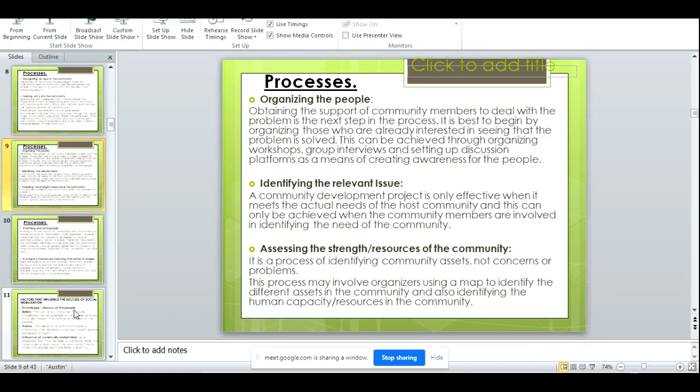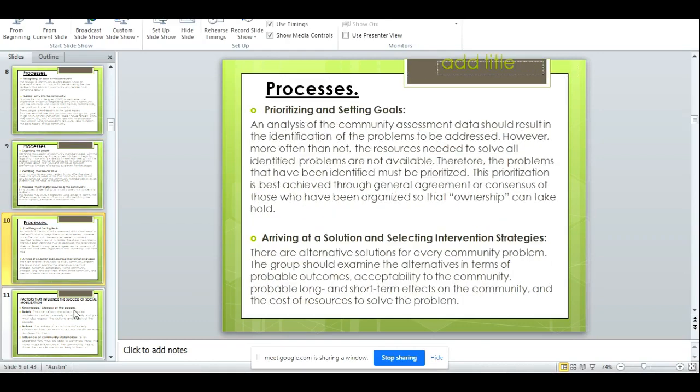So the next is assessing the strengths and resources of the community. It is a process of identifying community assets, not concerned with problems. So now you want to know what things are available in the community that you can use to solve this problem. What does the community have to bring to the table? This process may involve organizers using a map to identify the different assets in the community, and also identifying the human capacity and resources in the community.